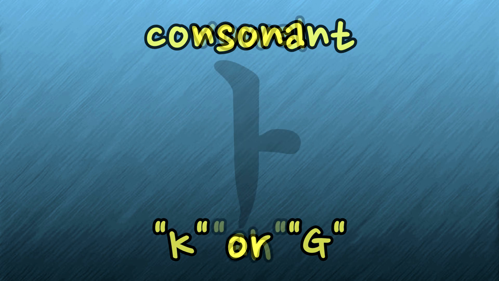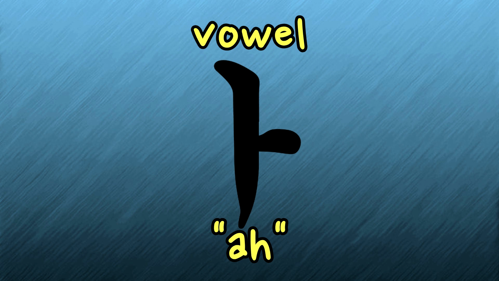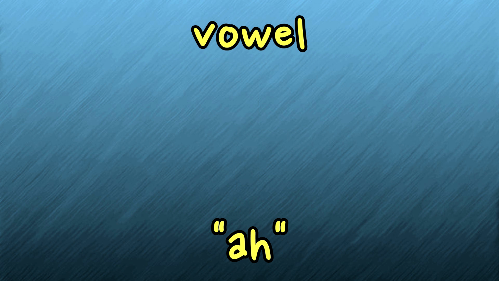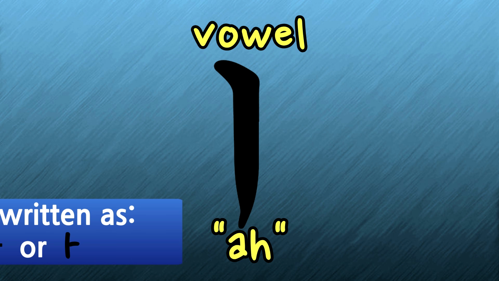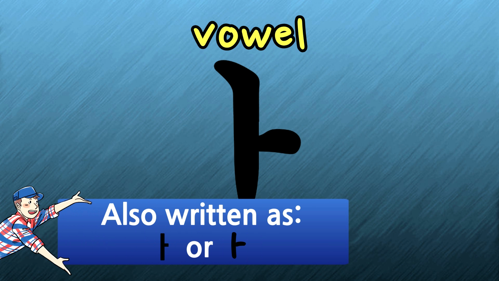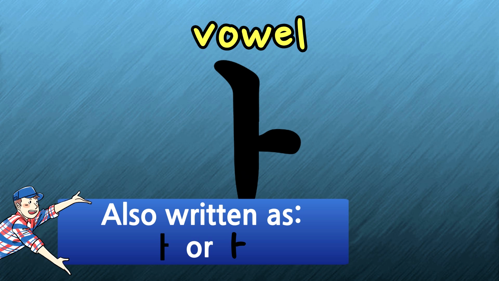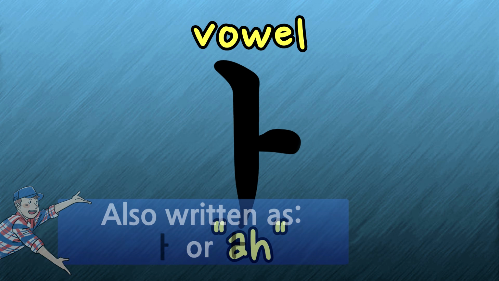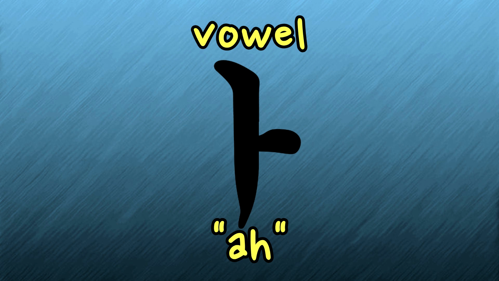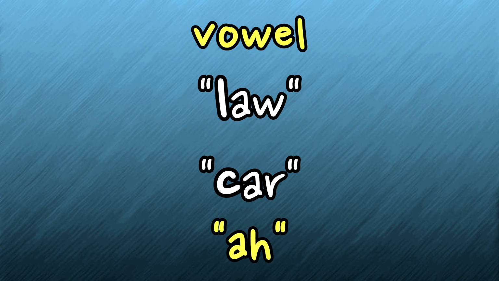Here's our second letter, and it's a vowel. To draw it, start at the top and draw a single line down. Then, draw a second, shorter line to the right. Practice writing this on your own a few times. This letter is pronounced ah, such as in the words law or car in American English.